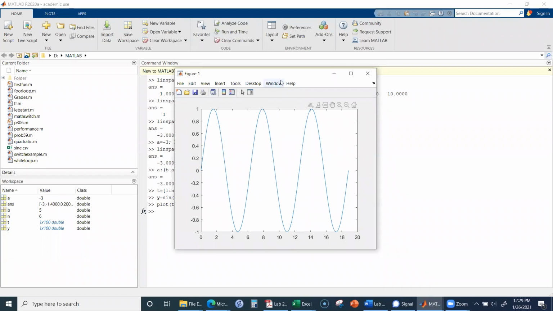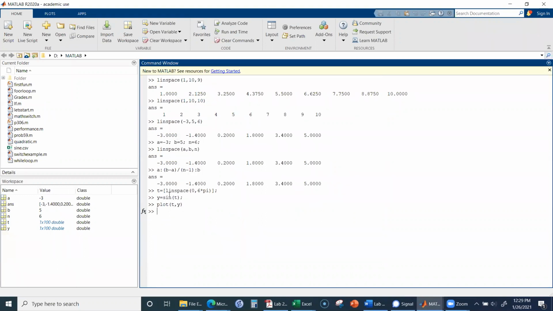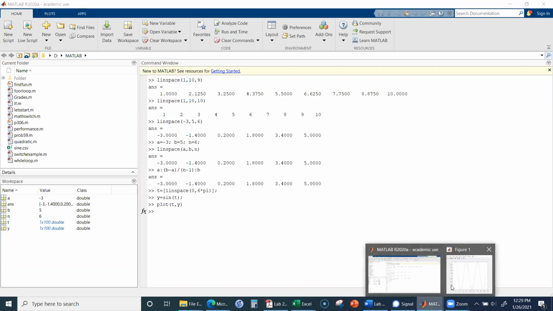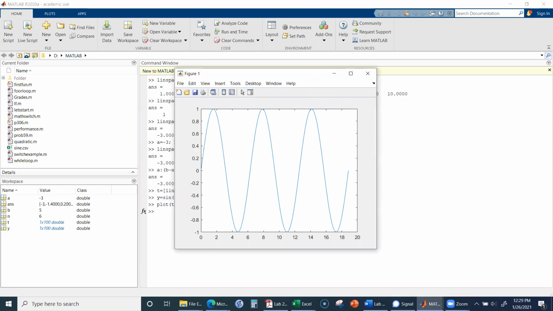In this case, what I wanted to illustrate is that we can use linspace to generate values. This linspace has generated the values of t from 0 to 6 pi, with 100 values generated. Then I used the sine of t function to generate the y values, and then I plotted that function.